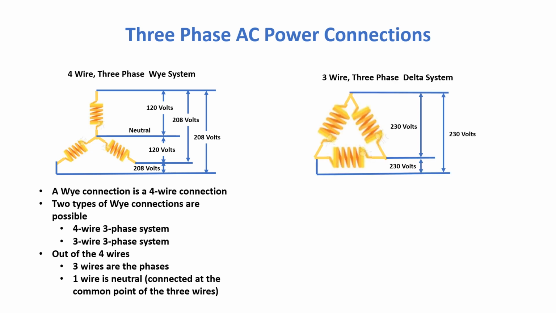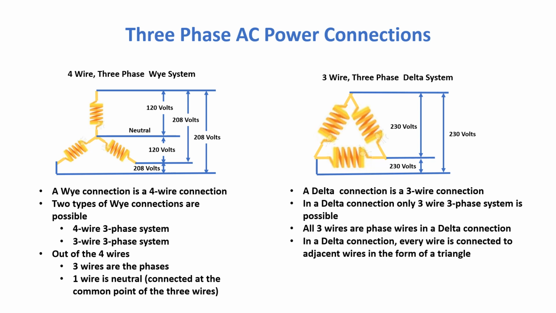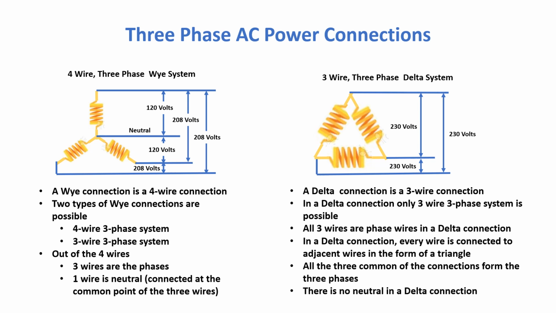of the 3 wires. This drawing depicts a three-phase power system. The configuration is called delta because of the shape as a triangle. A delta connection is a 3-wire connection. In a delta connection, only a 3-wire three-phase system is possible. All 3 wires are phase wires in a delta connection. In a delta connection, every wire is connected to an adjacent wire in the form of a triangle. All of the 3 common points of the connections form the 3 phases. There is no neutral in a delta connection.